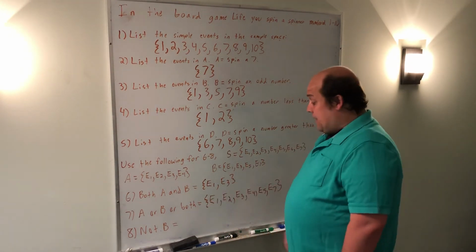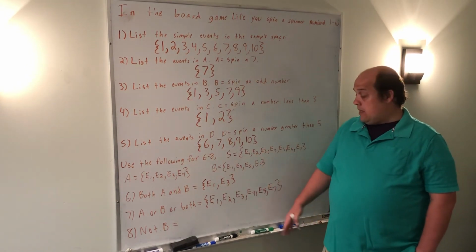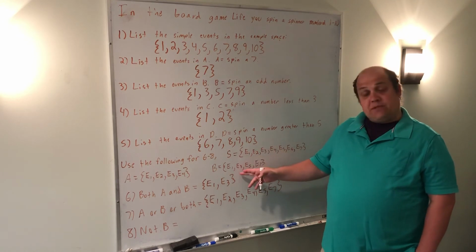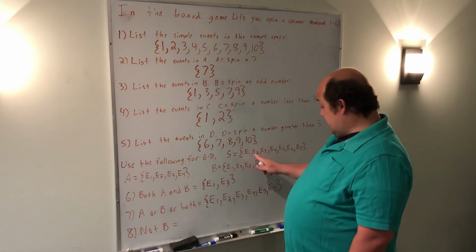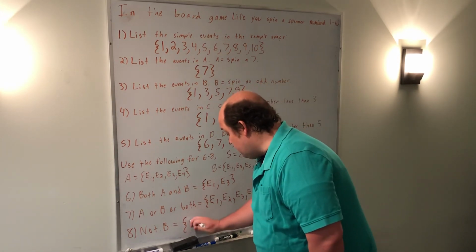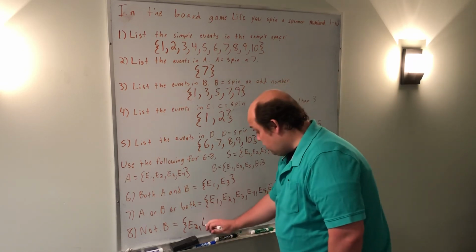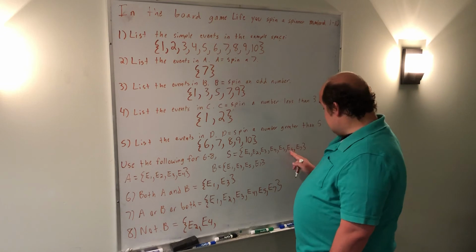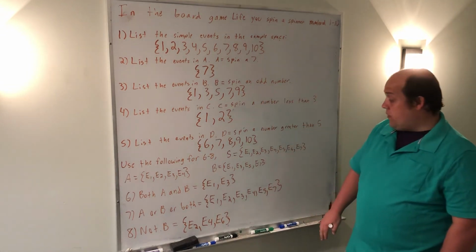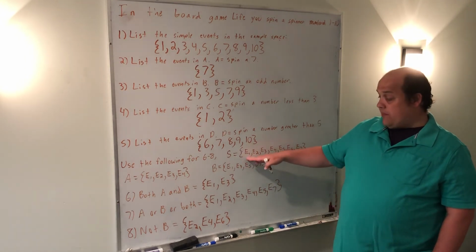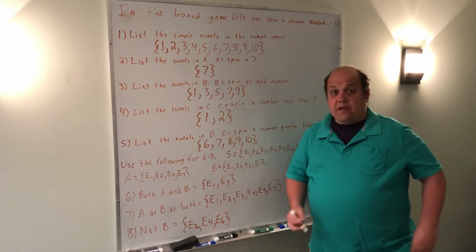When we get to not B, that's the complement of B. Basically what we're doing is comparing the sample space to B. Anything that is in the sample space but not in B is in the set not B. So E1 is in B, it doesn't count. E2 is not, so E2 goes into my set not B. Similarly, E4 and E6 are not in B. So again, to find not B, all I'm really doing is comparing B to the sample space. Anything that's in the sample space that's not in set B goes into not B or the complement of B.